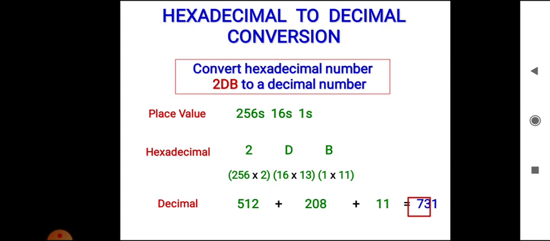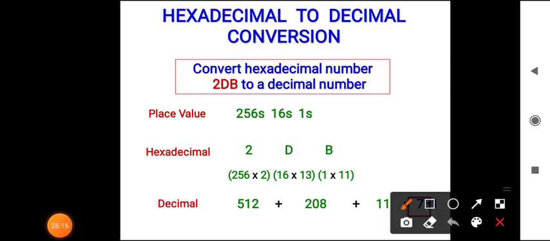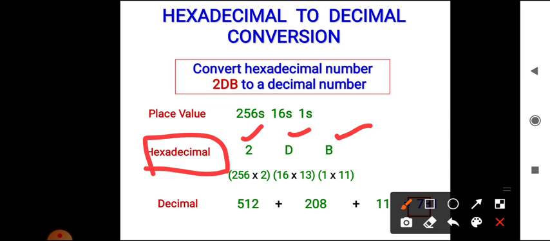Finally, we have hexadecimal to decimal conversion also. So I will explain this. Here I am taking one example, that is a hexadecimal number, 2DB.